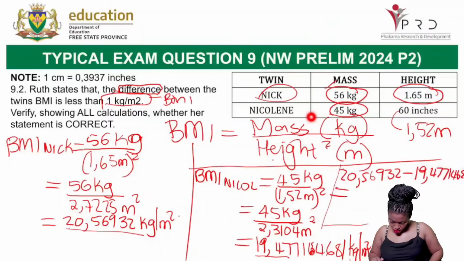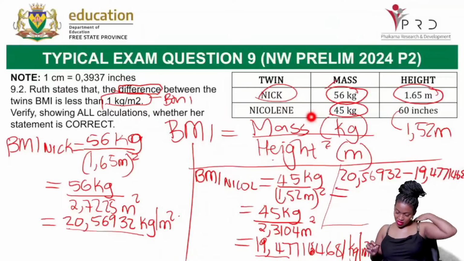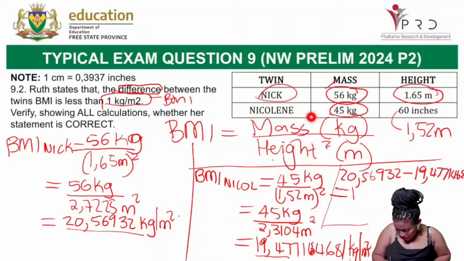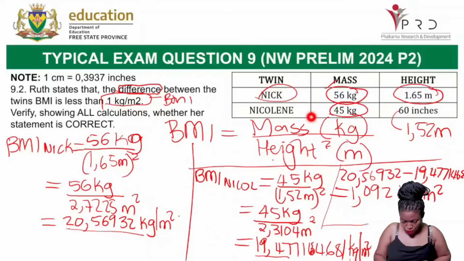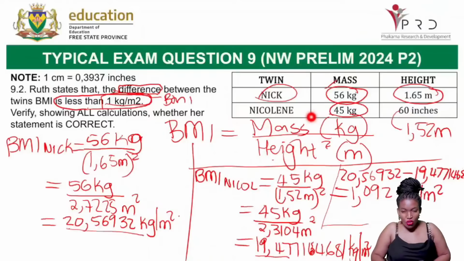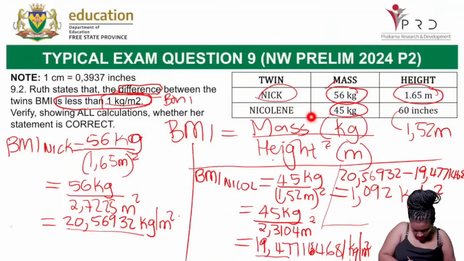So we'll say 20.56932 minus 19.47714681. The answer that I'm getting there is 1.092 kilograms per meter squared. What was the statement? She states that the difference is less than 1 kilogram. Is it true? Is it less than 1? No, it's actually more than 1. So we can say, therefore, the claim was invalid, or the statement is invalid.